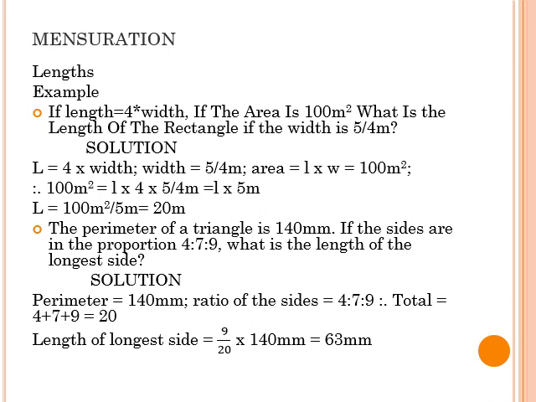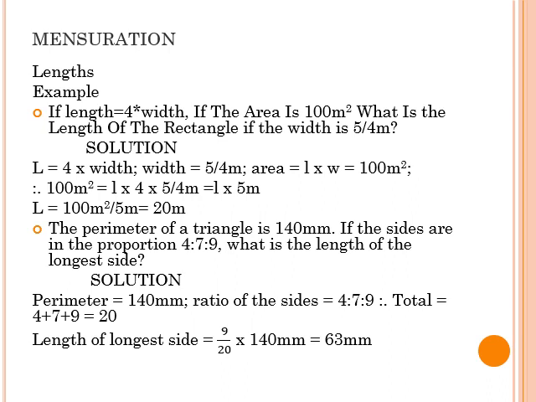The next question is on perimeters. And it says the perimeter of a triangle is 140 millimeters. If the sides are in the proportion of 4:7:9, what is the length of the longest side? Now, once again, we'll write out our parameters.